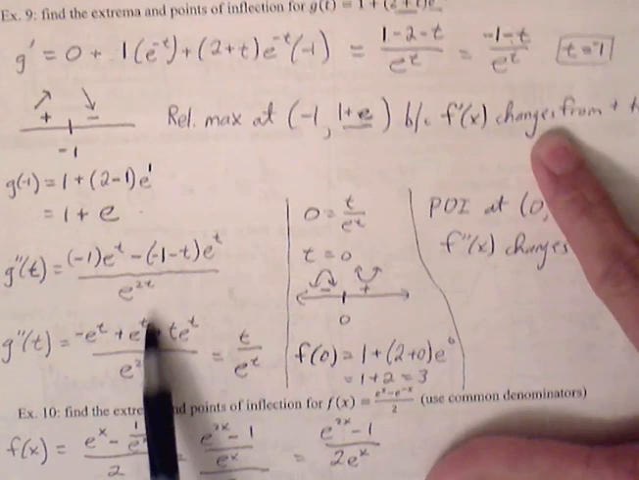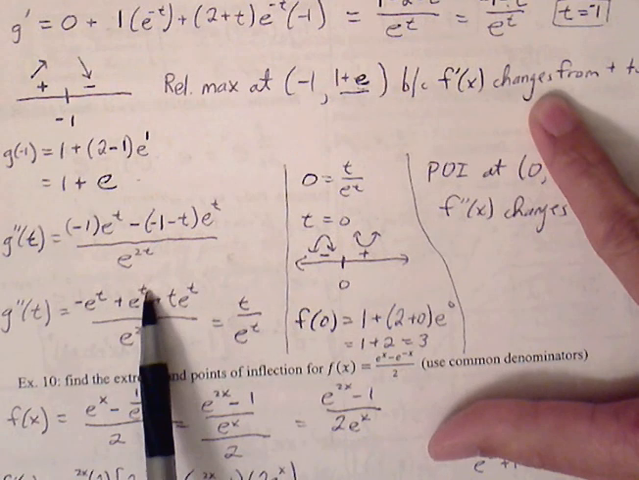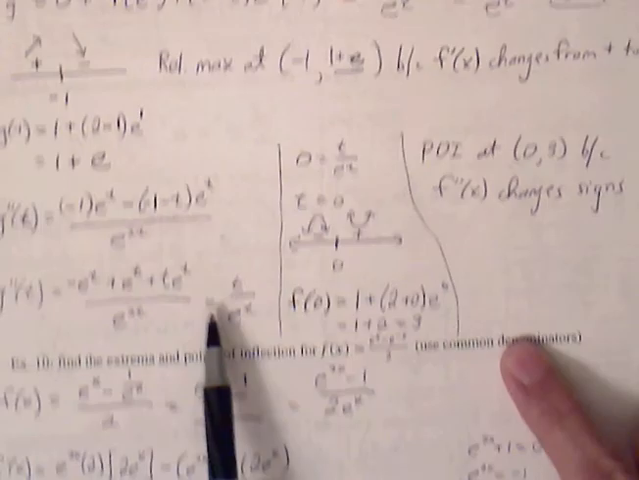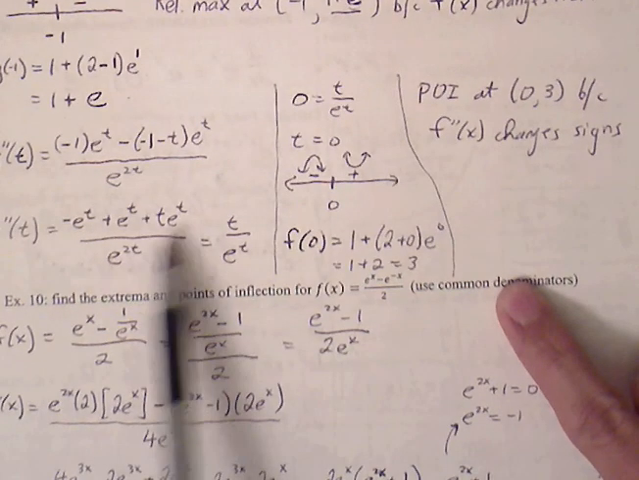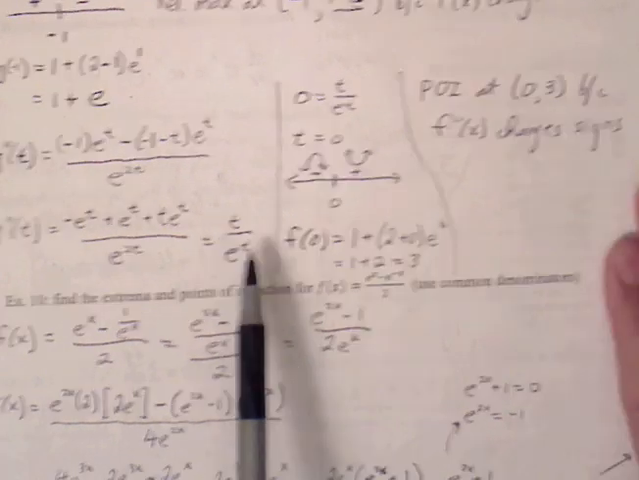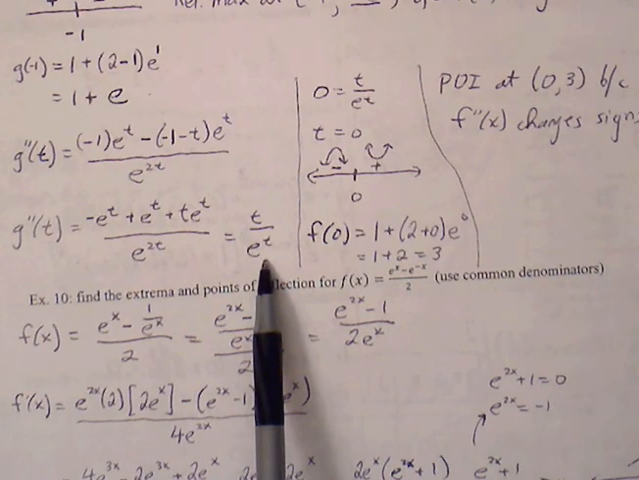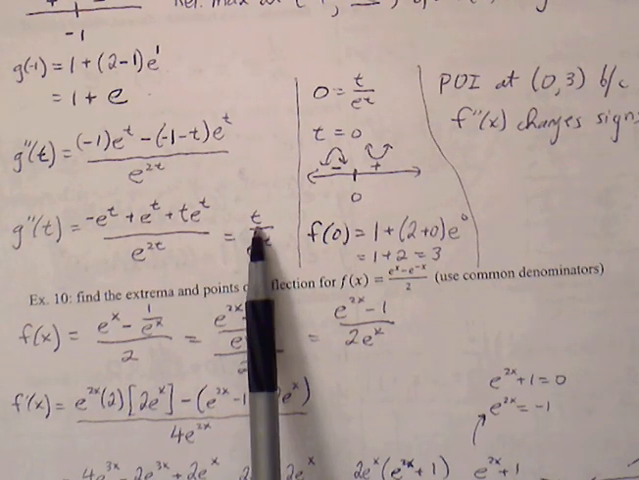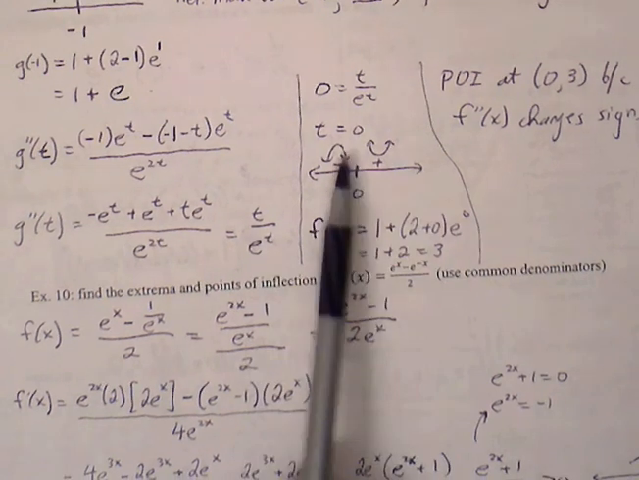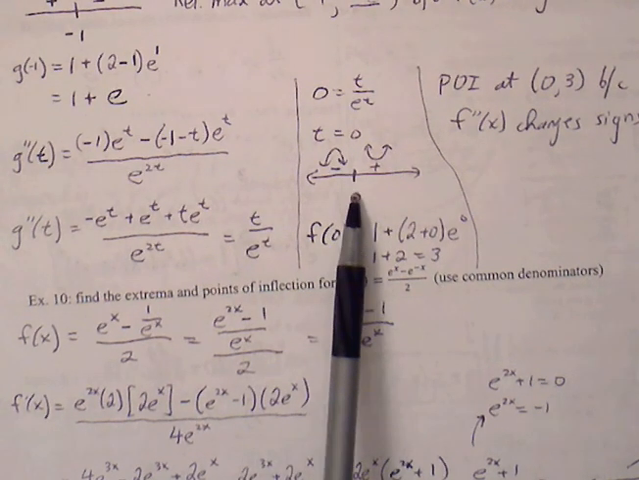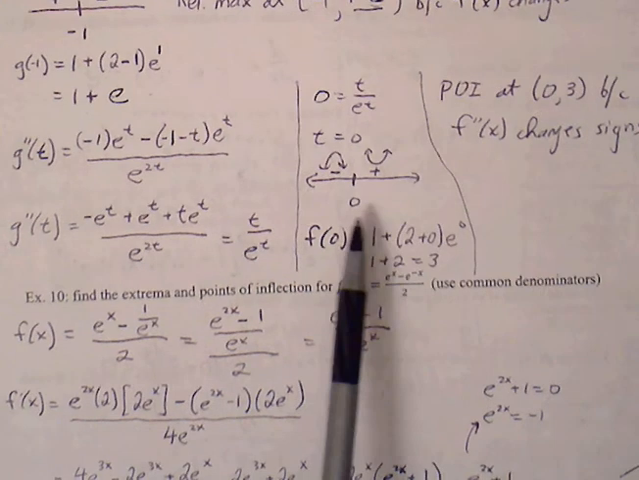We can clean the numerator up a bit. Negative e to the t plus e to the t plus t e to the t. The e to the t's cancel out. We can cancel one of the e to the t's in the numerator and denominator, so we're left with t over e to the t. Again, critical points, we have to consider both numerator and denominator. E to the t, again, will not produce any critical points. T, set that equal to 0, we get t equals 0, so our critical point for our potential point of inflection will be at t equals 0.